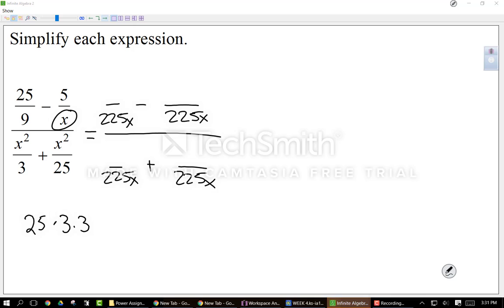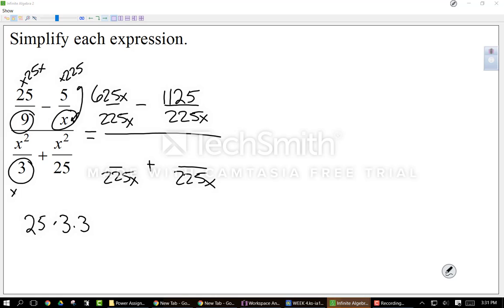How did I go from 9 to 225x? Well, I multiplied by 25x. So 25 times 25x is 625x. How did I go from x to 225x? I multiplied by 225. So 225 times 5 is 1125.